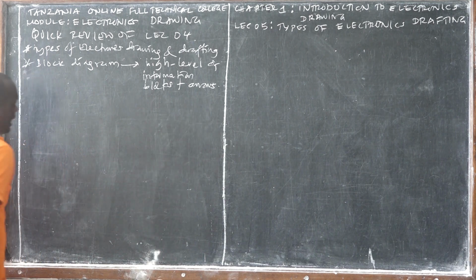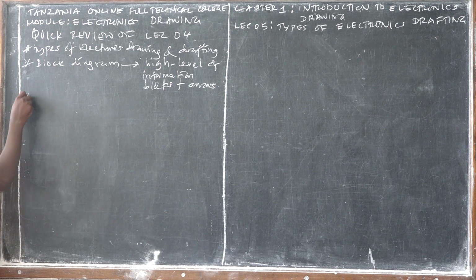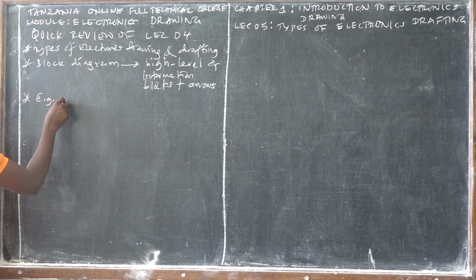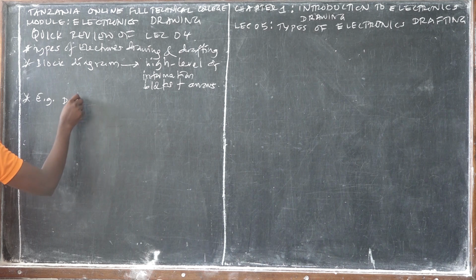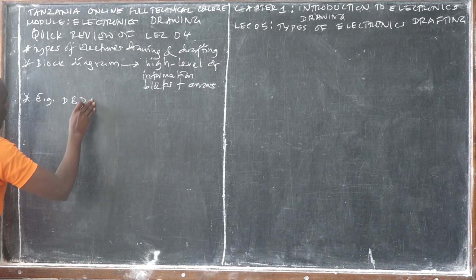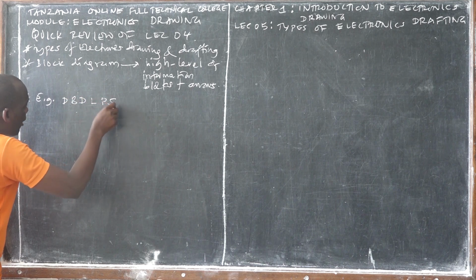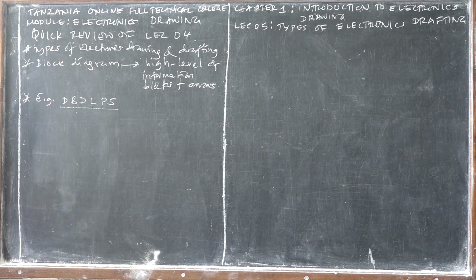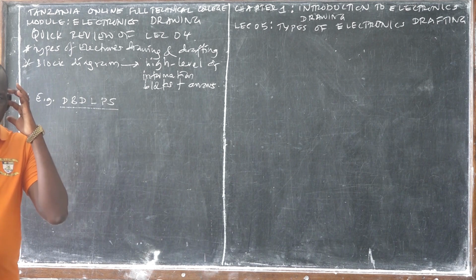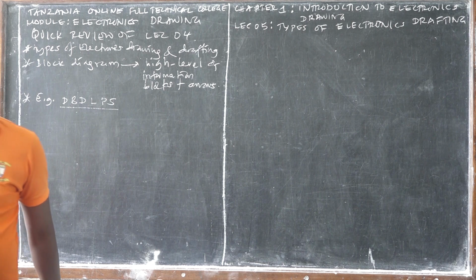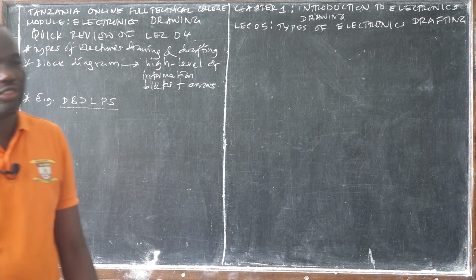So you are using blocks and arrows. If you remember, I gave you a simple example of a detailed block diagram of a linear power supply, which consists of 6 blocks. The first one is the AC mains. The second one is the step-down transformer.